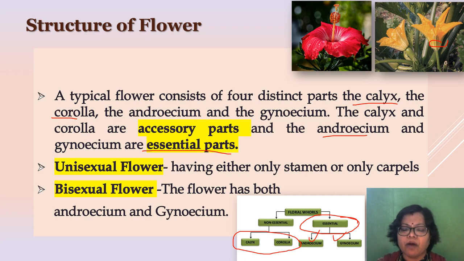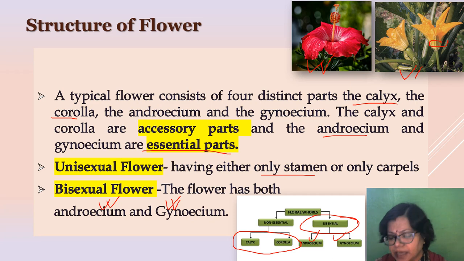Bisexual flower. If the flower contains both androecium and gynoecium, then it is called a bisexual flower because both the male and female reproductive whorls are present. For example, China rose. Unisexual flower: only stamens, that is the androecium, or only the gynoecium consisting of carpels, is present. If only stamens are present, then it is called the male flower, and if only the carpels are present, it is called the female flower. For example, cucurbita, right? So this diagram represents the unisexual flower, and this represents the bisexual flower, with both male and female reproductive whorls, androecium consisting of stamens and the gynoecium consisting of carpels or the pistils, right?